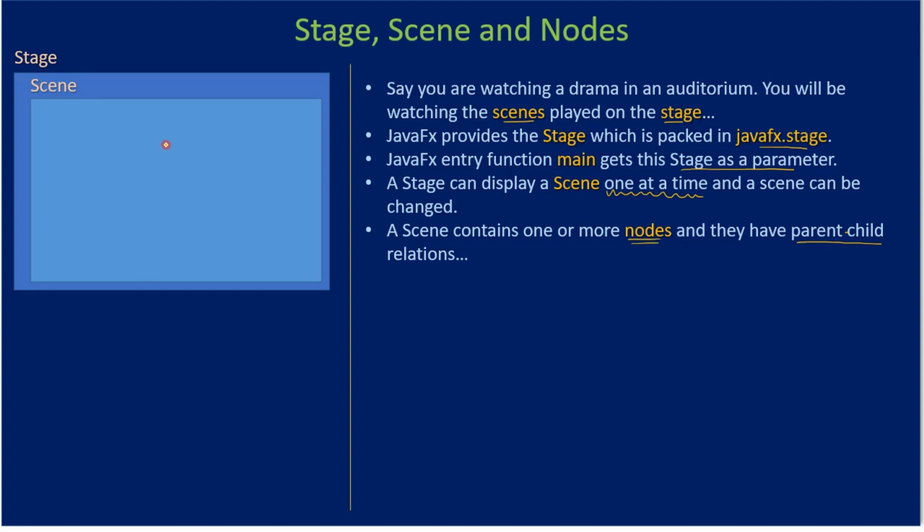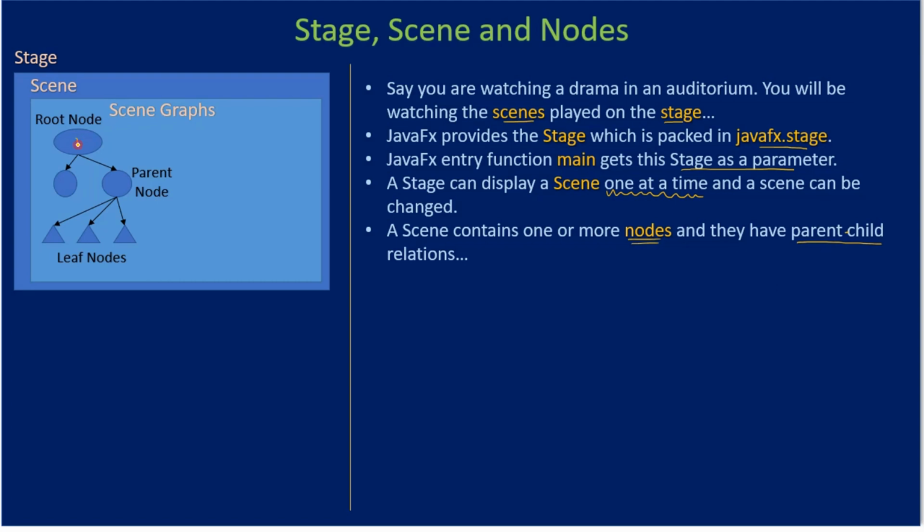A scene contains one or more nodes, and they have a parent-child relation. Parent-child relation in the sense, let's say a king has a crown, and there is a relation. The king is the parent and the crown is the child. Displaying the crown alone is not valid, right? When there is no king, there is no point in displaying the crown. When the king is there, then the crown should be rendered, right? So that's how the parent-child relation is established. So a scene contains a scene graph. A scene graph is nothing but the parent-child relationship.